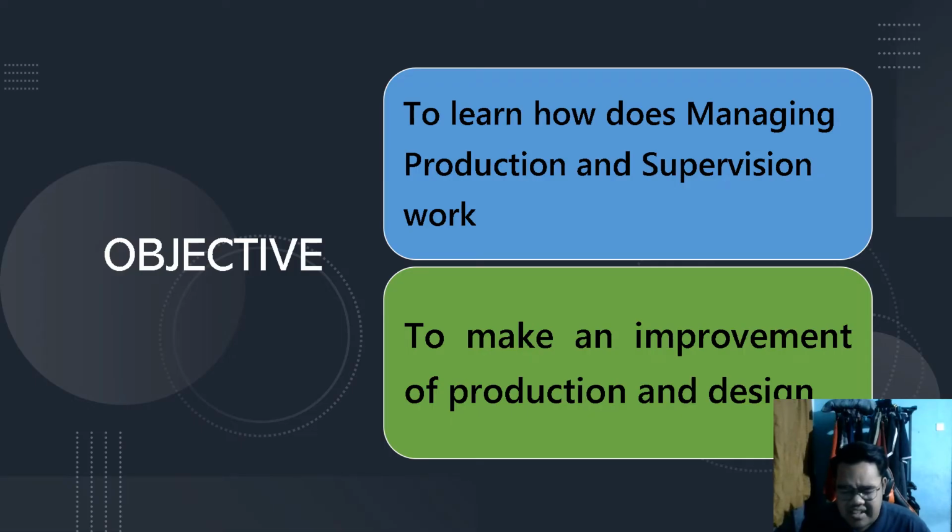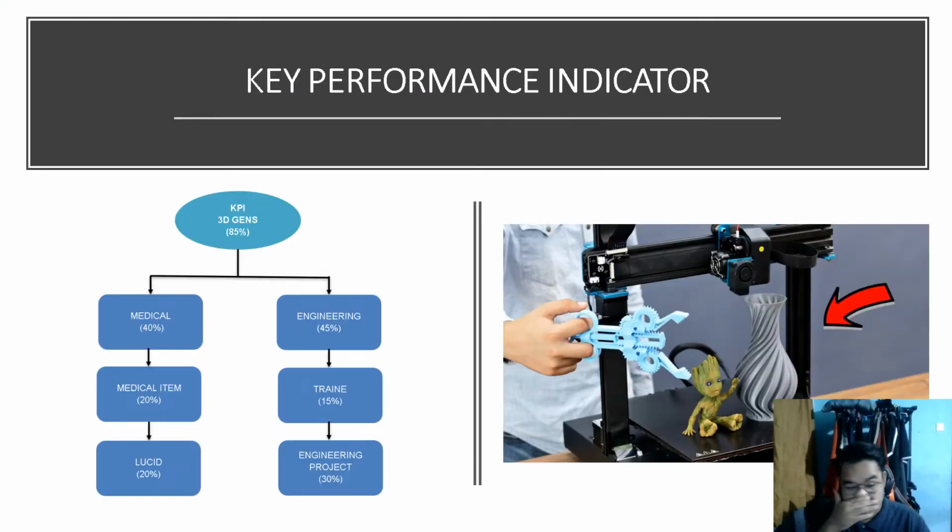So there are two main objectives. First is to learn how managing production and supervision works, and second, to make an improvement of production and design. On the left side is basically the key performance indicator. This is the simple KPI for this company for every department.